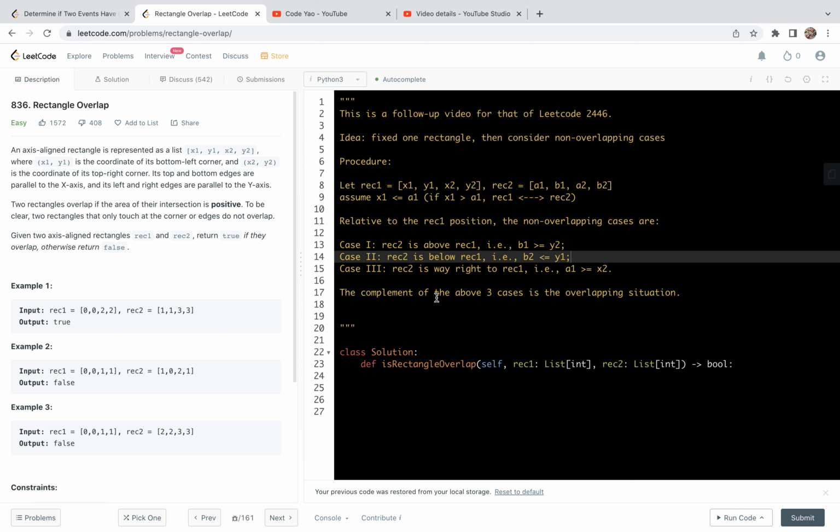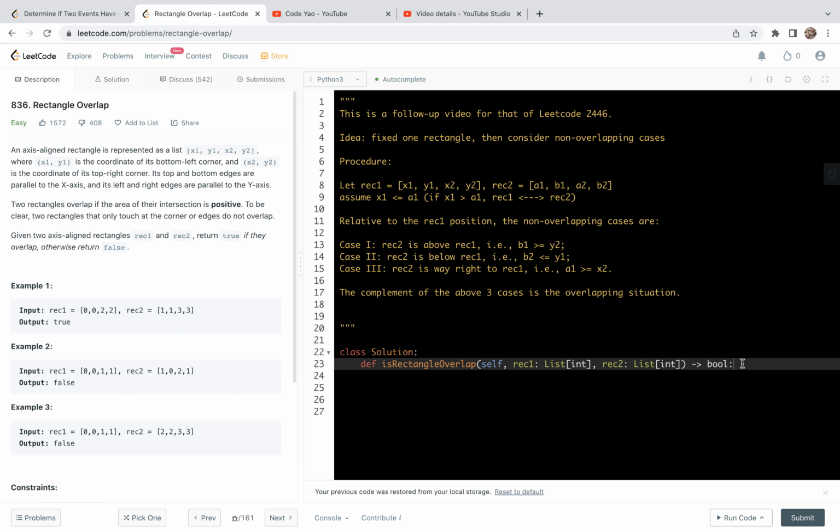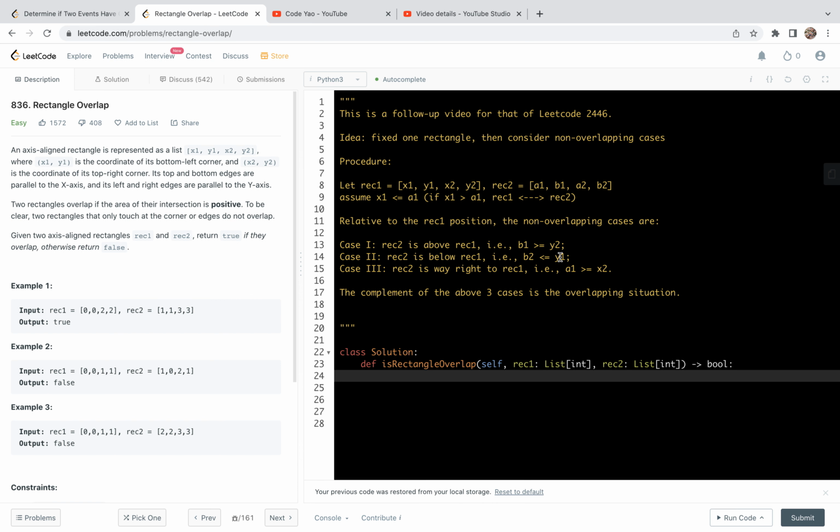The complement of the above three cases is the overlapping situation, right? If you draw some pictures on paper, then you can visualize all three cases. Once we know the non-overlapping cases, the complement will be the overlapping situation. So it's actually very straightforward to write the code. Let's just translate the idea and the procedure into code below.